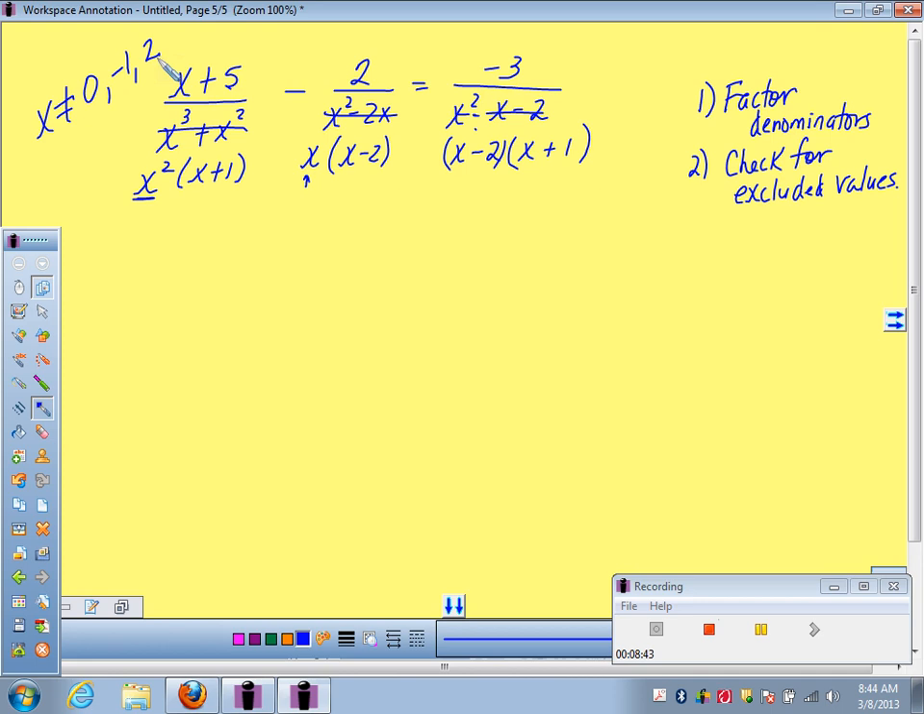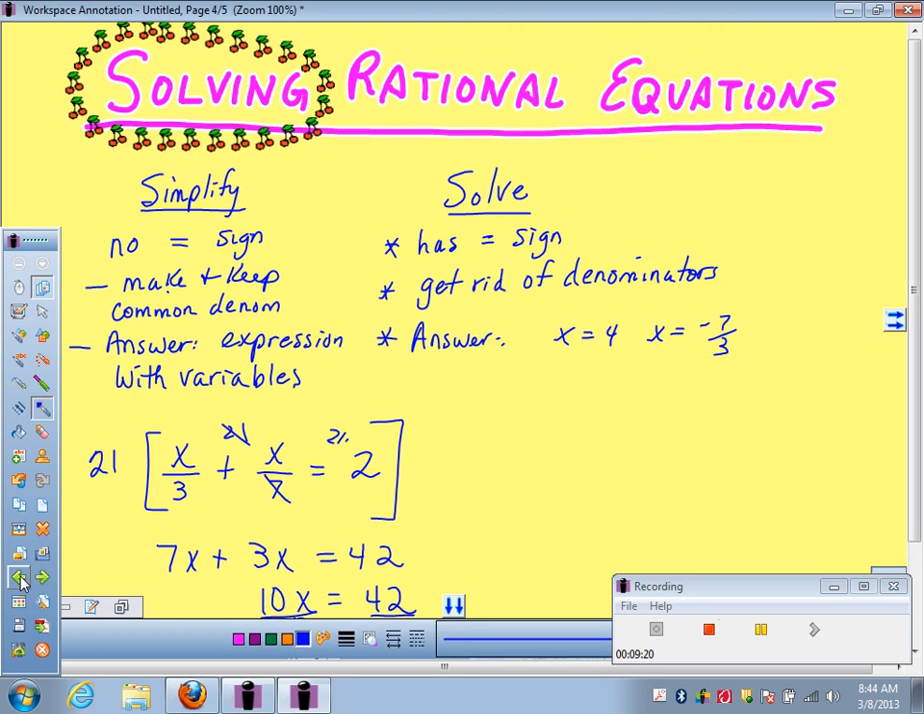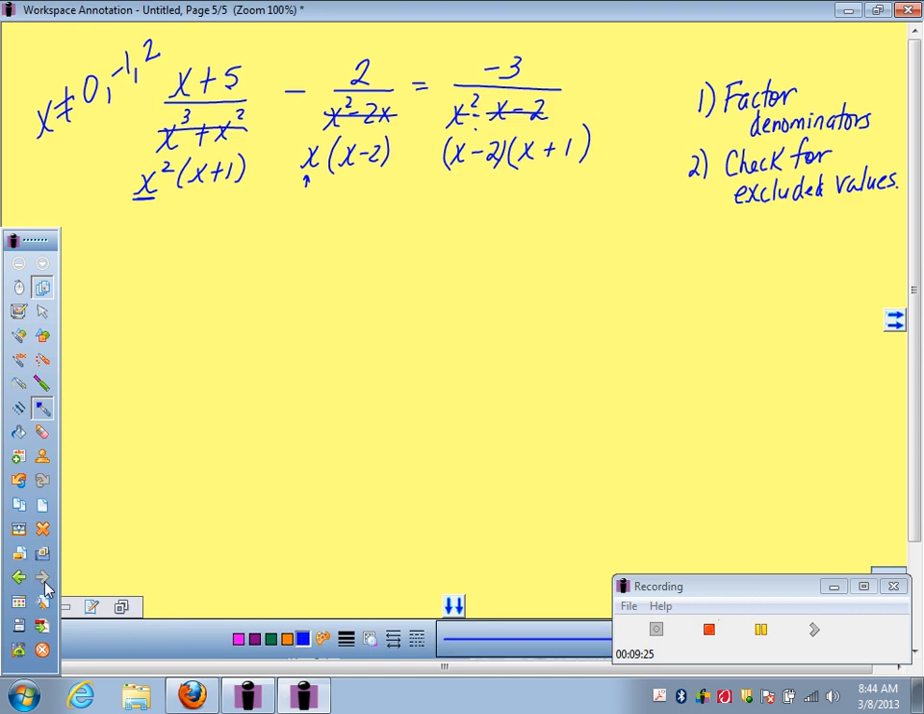Okay, now, here's the fun part. I want to not have any fractions. I want to get rid of the fractions completely. The same way we got rid of all the fractions over here by multiplying by the common denominator of 21, we made them all cancel. You're going to do the same thing over here. You're going to multiply by the common denominator and get rid of all the denominators. They will cancel.